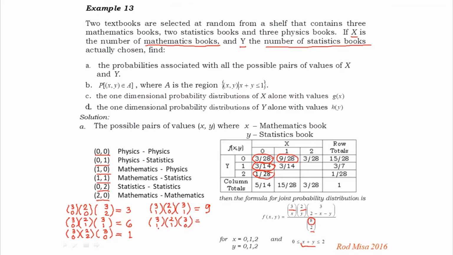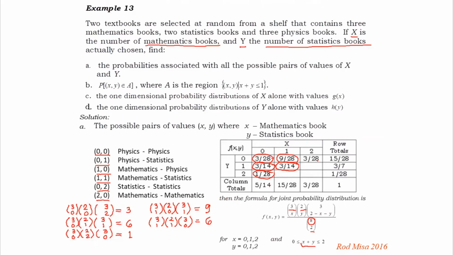So 3 taken 1, which is 3, 2 taken 1, which is 2, 3 times 2 is 6 here. So therefore, the probability value when your x is 1 and your y is 1 is 6 over 28. And in a reduced form, this is 3 over 14.